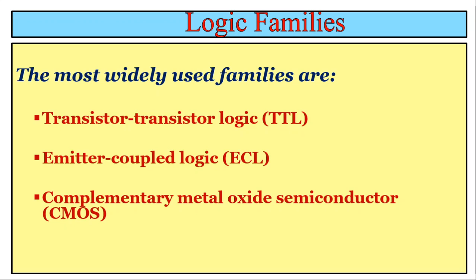We have seen that different devices use different voltage ranges for their logic levels. They also differ in other characteristics. In order to assure correct operation when gates are interconnected, they are normally produced in families. The most widely used families are transistor transistor logic, emitter coupled logic, and complementary metal oxide semiconductor, that is CMOS logic.